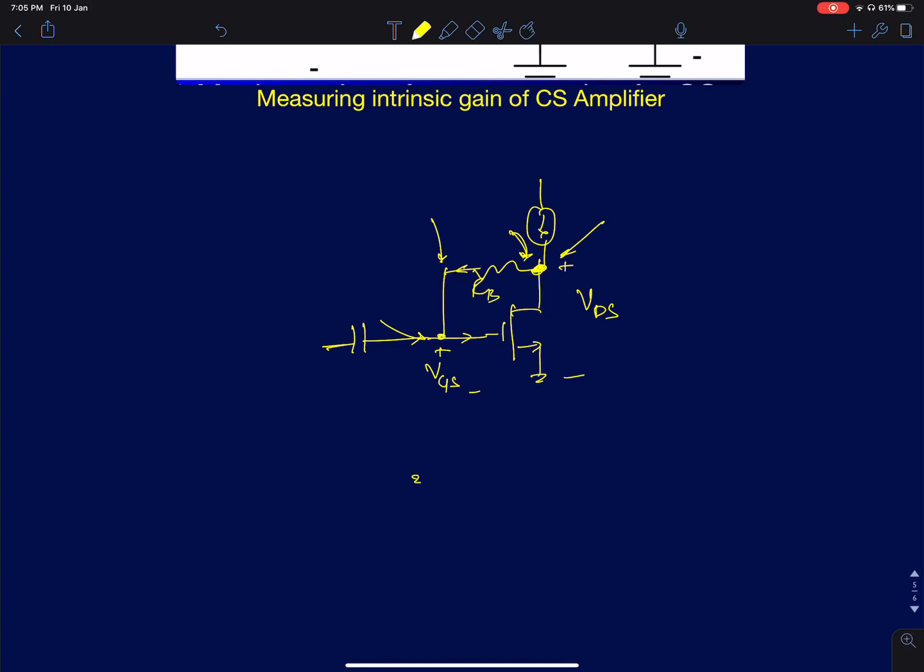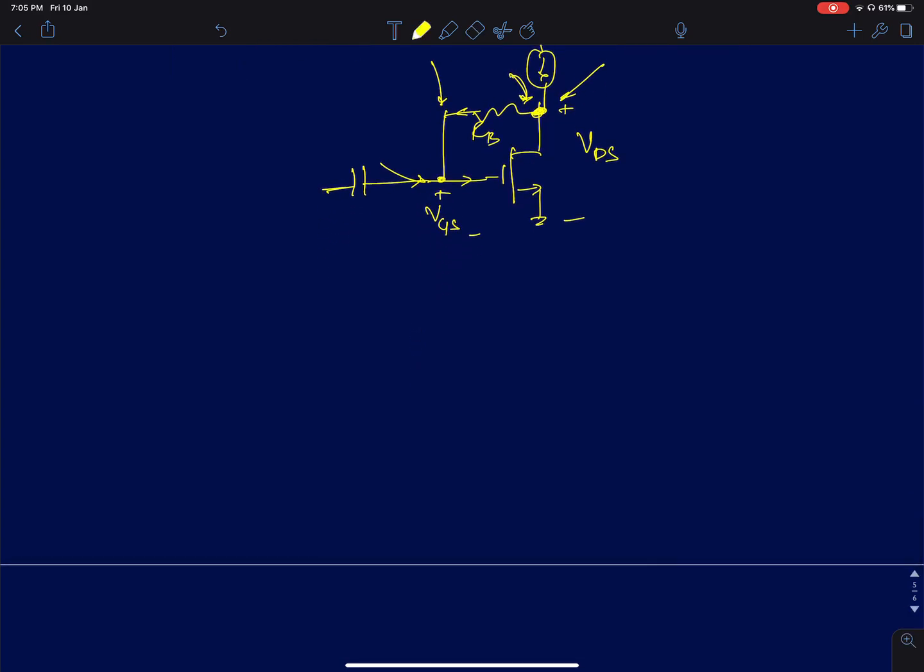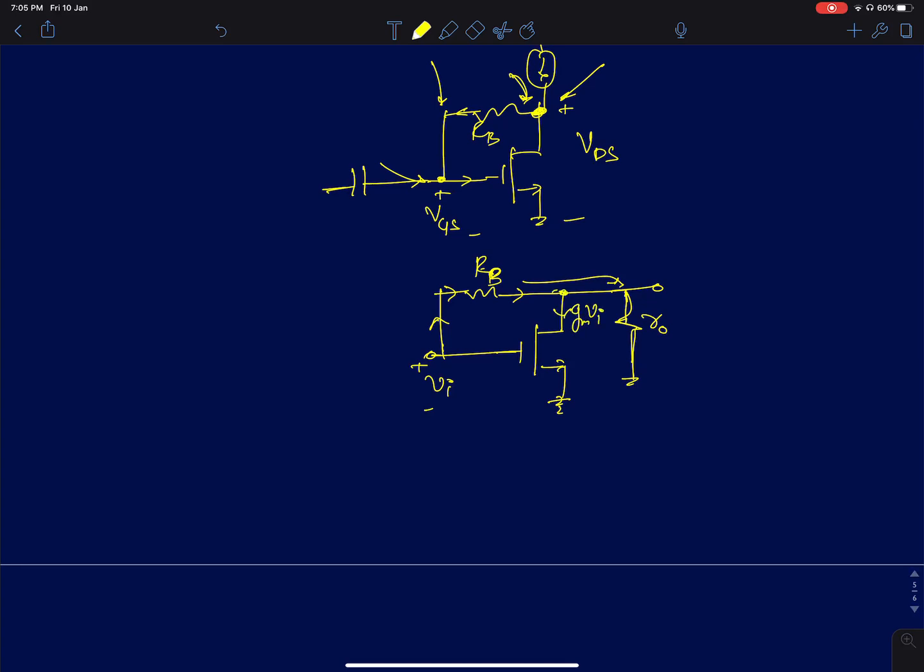If I do a quick analysis of this circuit, it actually has two paths to the output. This is RB, and I'll assume there is an R0 of the device. I'm again trying to find the intrinsic gain, so there is no real load resistance. When I apply input here, because it's a resistor, you will have a direct path from here to the output. The current that flows into R0 will determine our gain. And there is also a current coming from the device itself, which is GMVI. So there are two paths for the current.